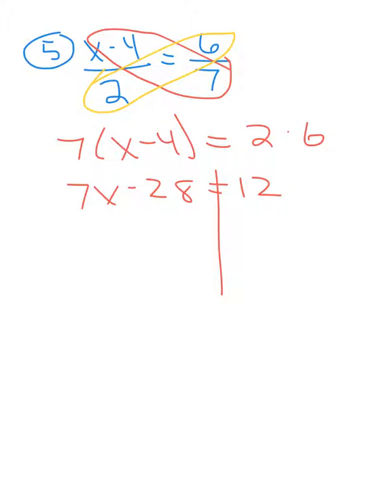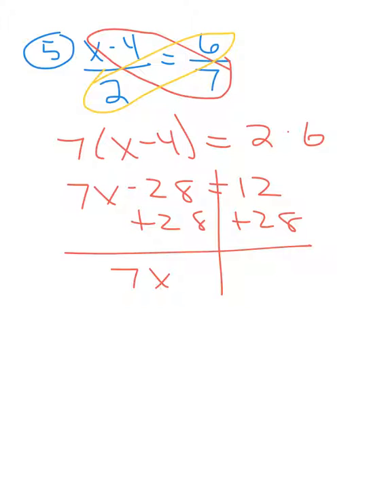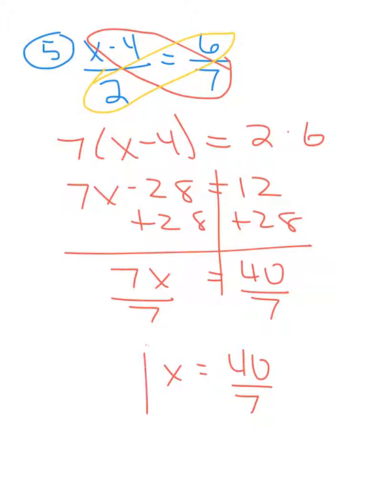There's my wall. I'm going to isolate, so I add 28 to each side. I'm going to isolate my variable, and I get 7x is equal to 40. Divide both sides by 7, and I have x is equal to 40 over 7, which I can either change to a mixed number or just leave it like that.